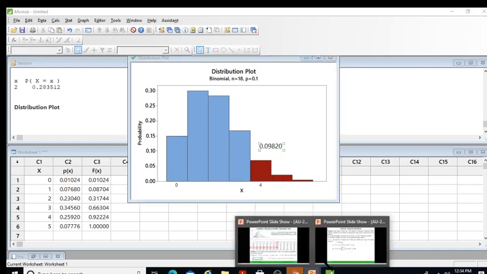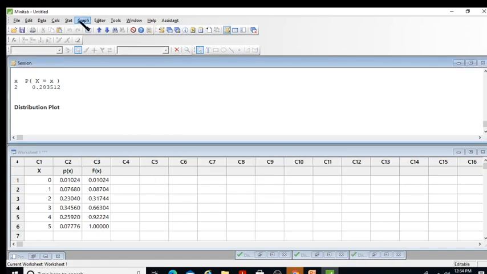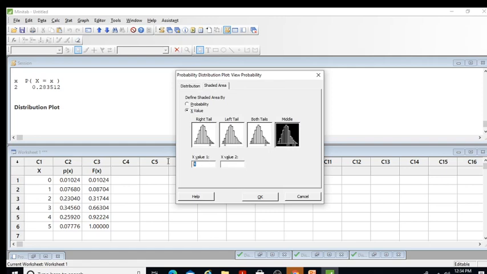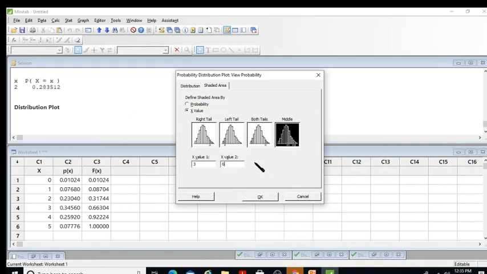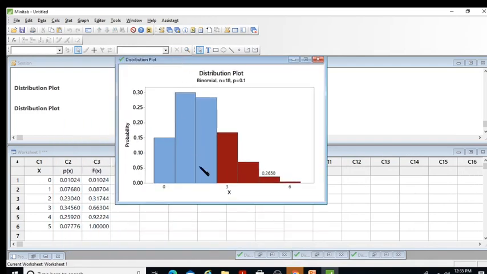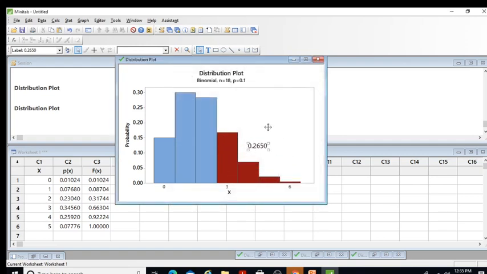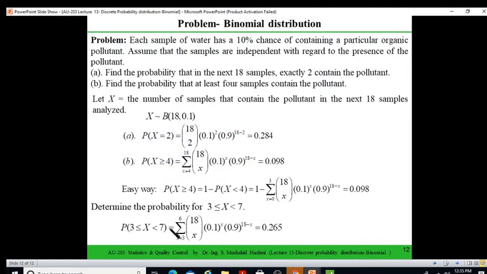So all these things, for example, in the next part where your problem was in the range from 3 to 7. So greater than or equal to 3 and less than 7. If I have to calculate this, I can do it from graph, probability distribution plot, view probability, shaded area to be in this range. So x value should be greater than or equal to 3 and less than 7. So 3 to 7, but 7 is not included here. So less than 7 means go up to 6. So 3 to 6. If I just see that, I will be able to calculate from 3 to 6. So 0.266 is actually this red area. 26.5% is the probability from 3 to 6.